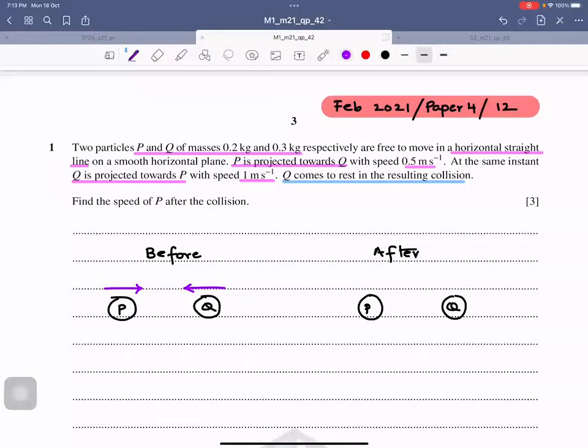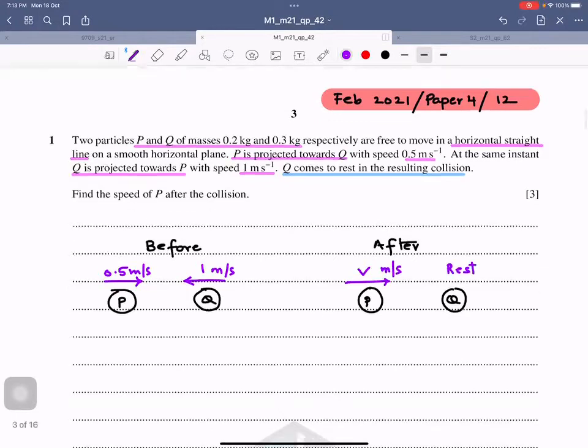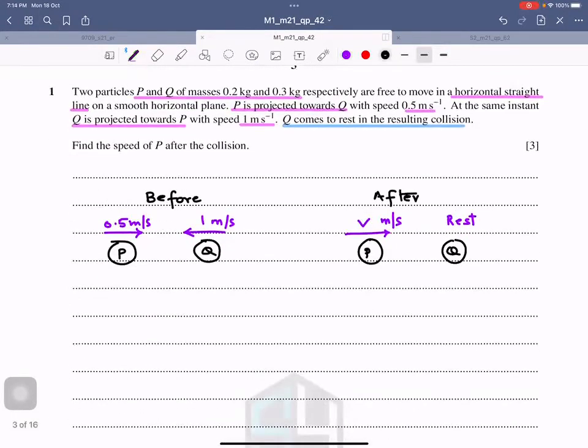The velocity in the right-hand side direction, I'm giving it a positive sign. So this is 0.5 meter per second. And this one, 1 meter per second, is like this. But in calculation, because of the arrowhead, this will be taken as negative. Afterwards, we don't know the direction in which P is going, so I'll simply write V meter per second. And Q came to rest. We are looking for the speed of P after the collision.